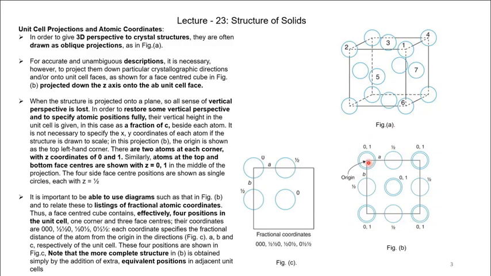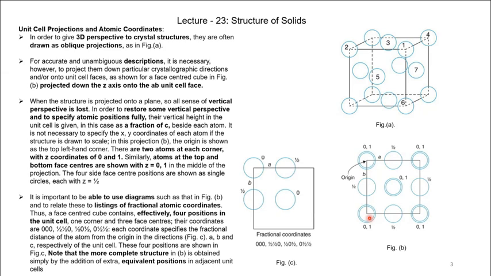Then we are taking the z-axis onto the ab plane. That means the z-axis is perpendicular to the plane of paper, and this is the ab plane. Then we have to find the coordinates of this. This is the origin. We have two atoms in the corner, one at z equal to 0 and another at z equal to 1. Similarly at this corner, we have the coordinates for the c value, 0 and 1.